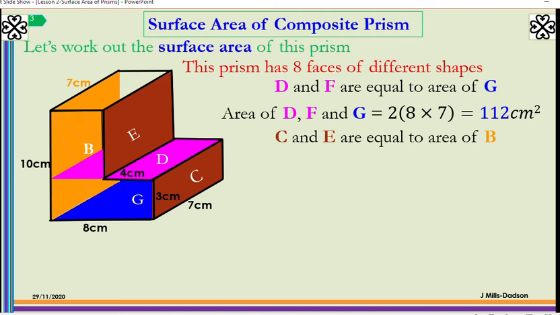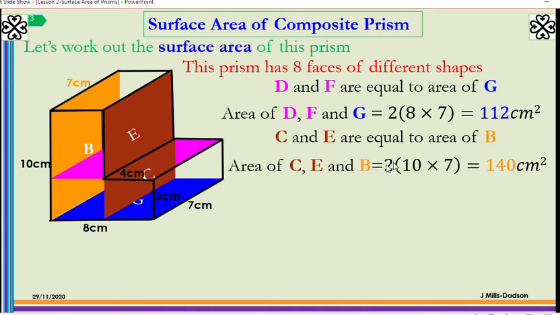Let's look at B, E, and C. Similar way. C and E together make the area of B. How do I know that? Let's move C. Okay. So E and C is equal to B. So we work out B and we double it. And that will represent B, E, and C. B is 7 times 10. 7 times 10 times 2 will give us 140. So far, we have worked out 6 faces with 2 workings. 6 faces done already. So what is left is the L shape.